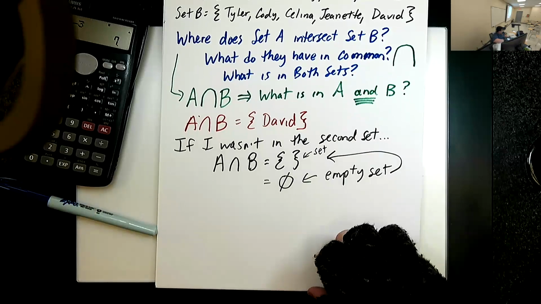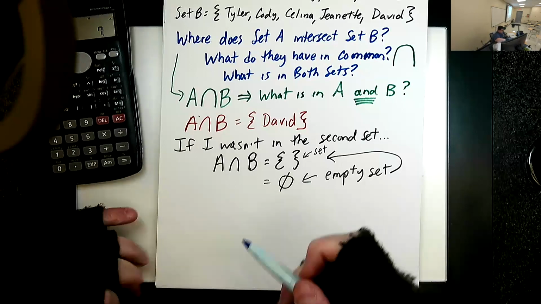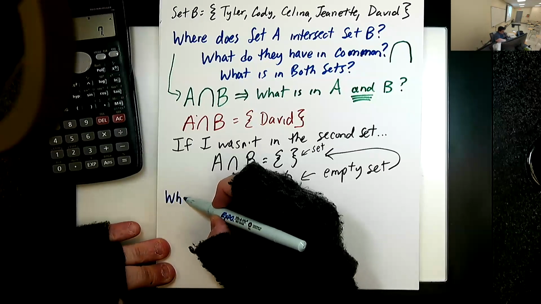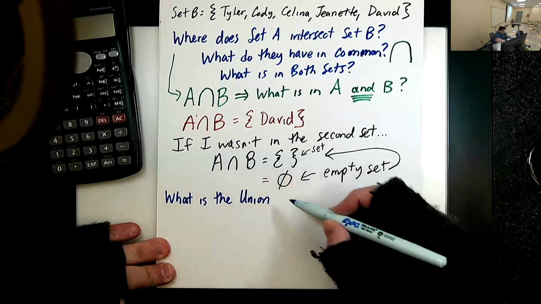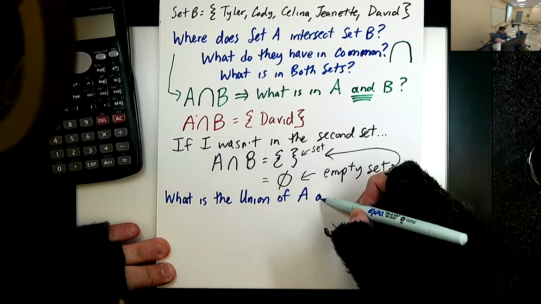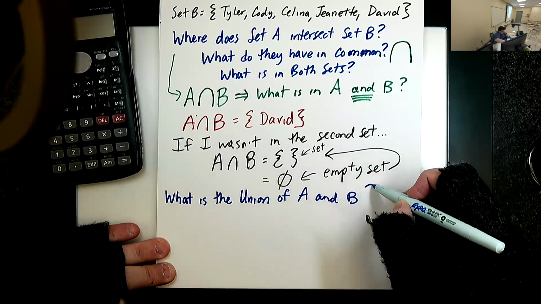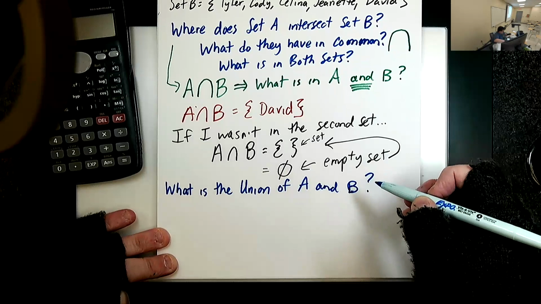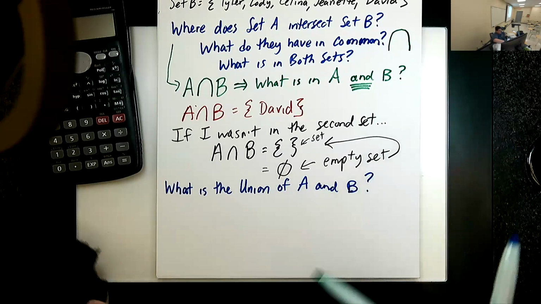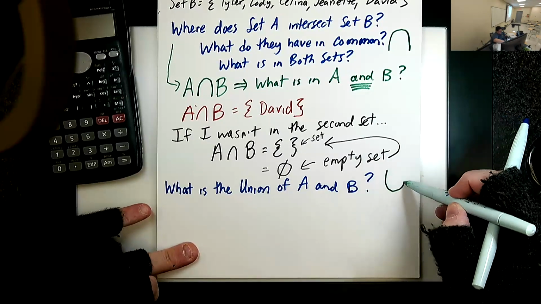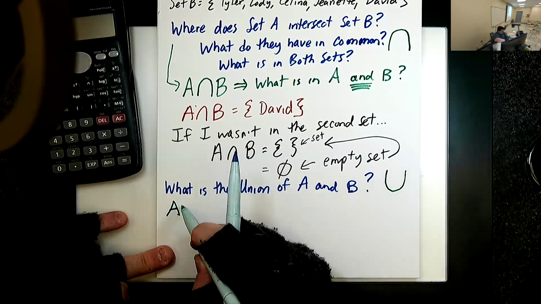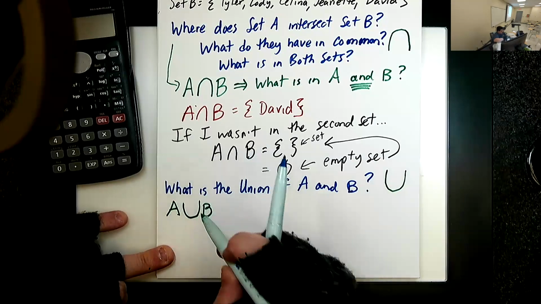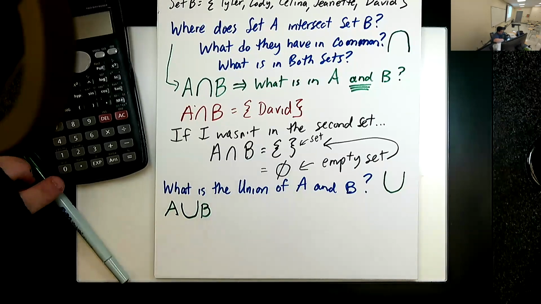Okay. We can also do the question, what is the union of A and B? The symbol that's used for this is a U that's vertical, but it's wide. And we would write A union B. It's wider than a normal capital U.